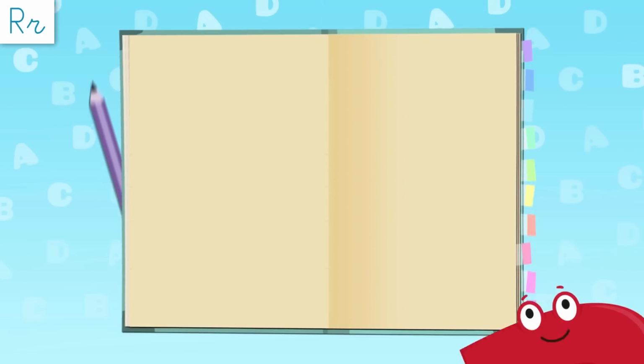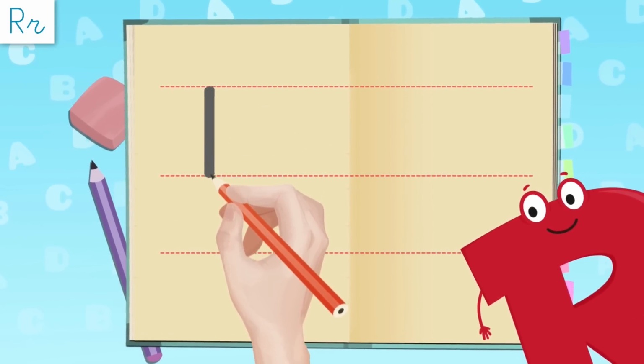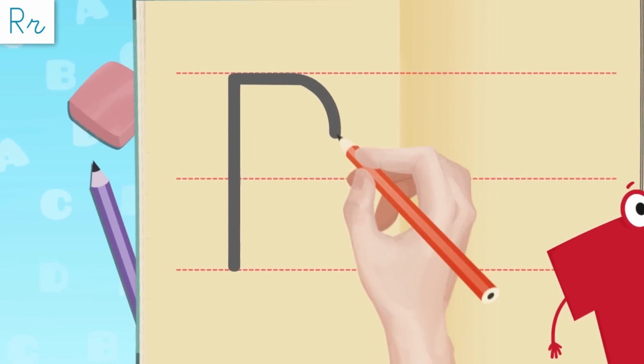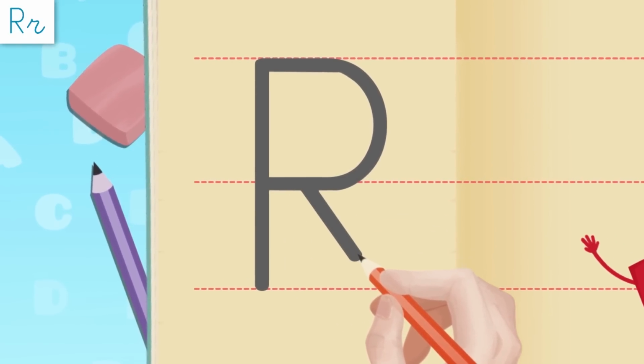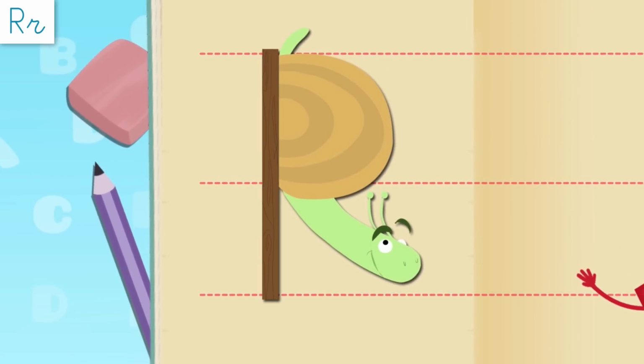Now let's try to write me. We start up here and draw a straight line down. Now we go back to the same place and draw a curve to the right of this. Now right here, we draw another straight line. There you go. Oh, I look like a snail coming down a wall.